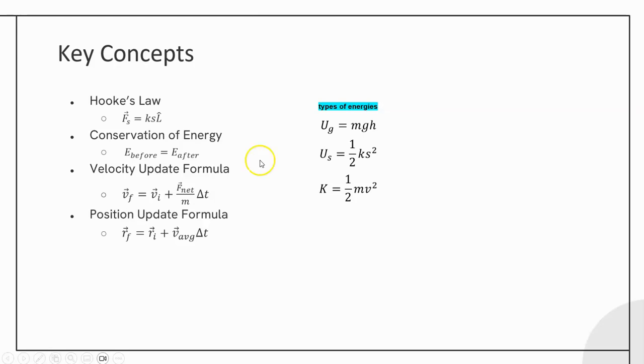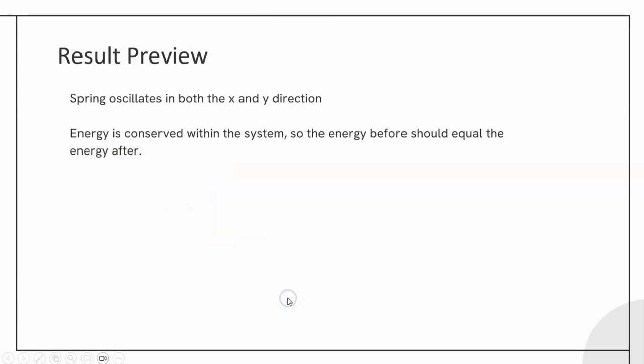Some key concepts are Hooke's law and the conservation of energy. The energy before is going to be equal to the energy after because there's no external work done. The types of energies that we're looking at are the gravitational potential energy, spring potential energy, and the kinetic energy. And then the velocity and position update formulas.